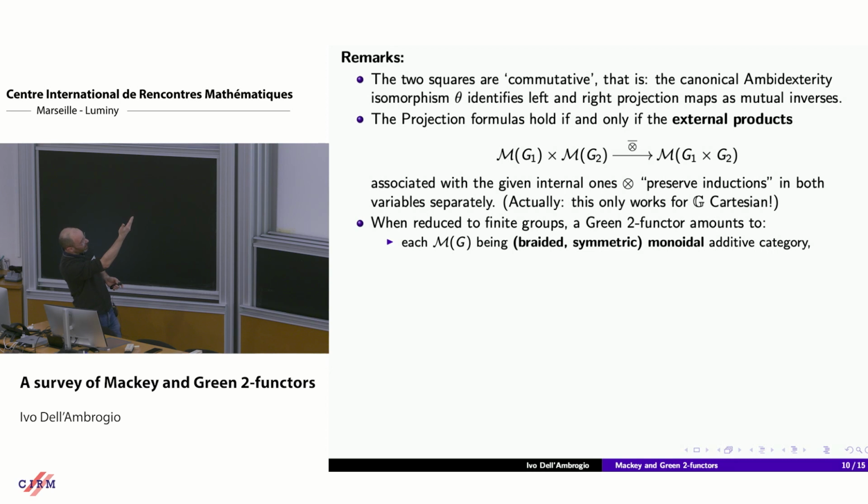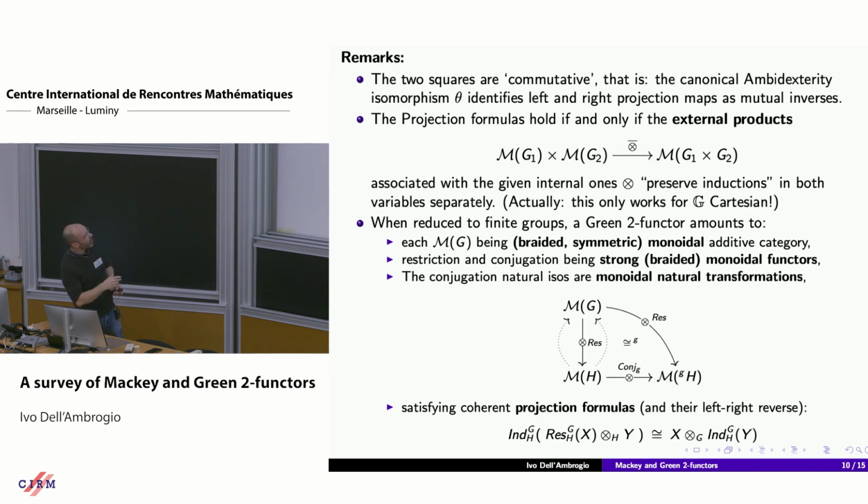Well, we have monoidal additive categories M of G for every finite group, maybe braided or symmetric. We have strong, maybe braided monoidal functors. And then we have some conjugation natural transformations which are monoidal. And then they will have to satisfy some coherent projection formulas. And they're left, right, reverse. So that's what you encounter in nature. And you can check the axioms here, okay? At this level.